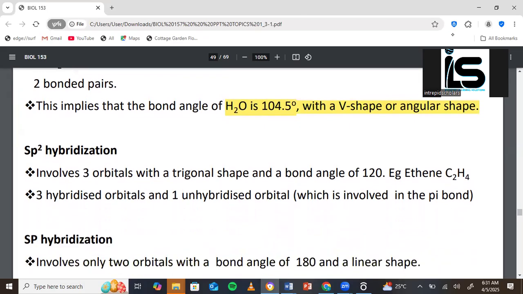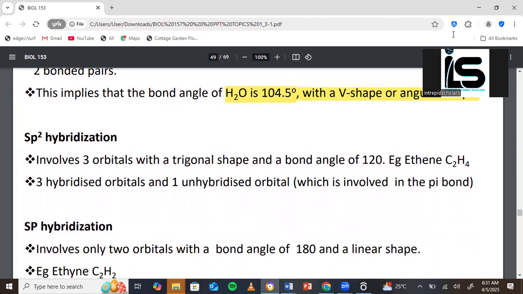Very important to note. Now, sp2 hybridization. That's when we mix one s orbital and two p orbitals. We get orbitals with a bond angle of 120, and the shape is trigonal planar.